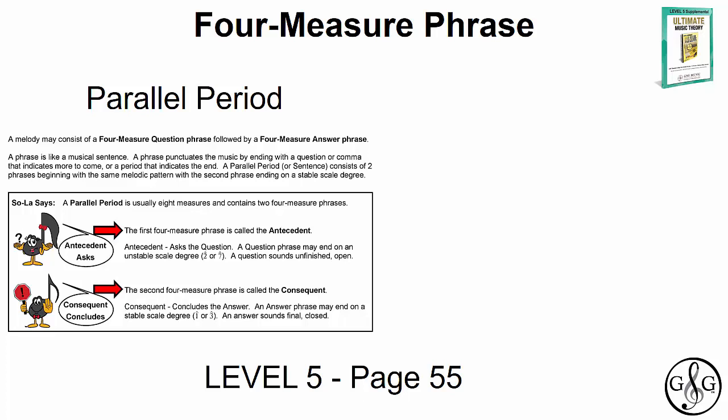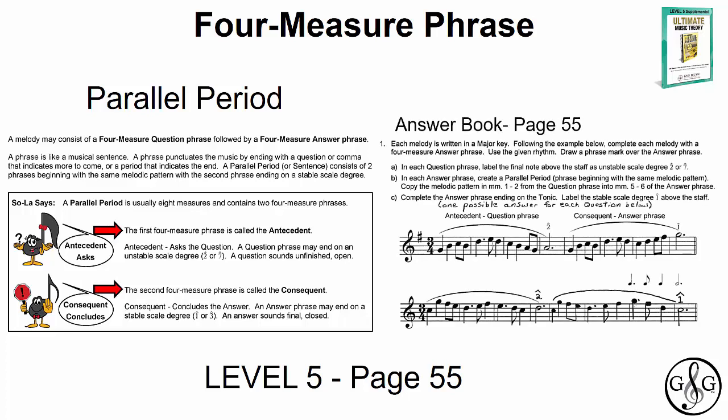I usually encourage my students to end on 1, even though 3 is also acceptable, but just when they're starting out, it sounds a little more final for them. Now, in the answer book on page 55, you will see the antecedent ends on an unstable scale degree 2. And when composing the 4-measure consequent or answer phrase, be sure to copy the first 2 measures from the question phrase into the first 2 measures of the answer phrase. And then complete the answer phrase ending on the tonic. So that is scale degree number 1.